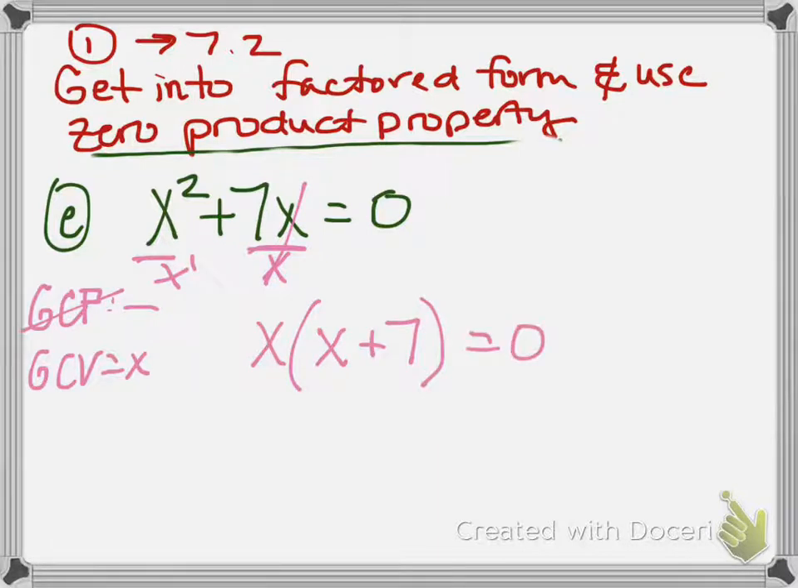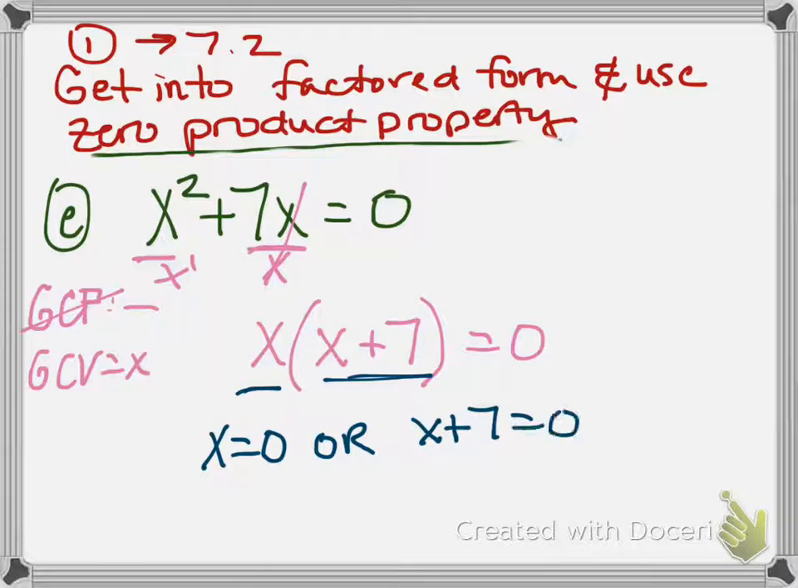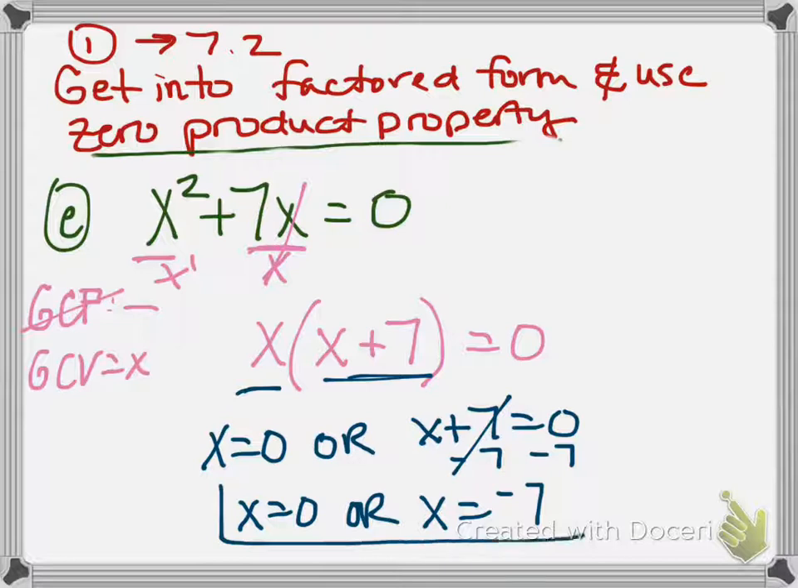So in doing that, I have two terms, one here and one here. So either x equals 0 or x plus 7 equals 0. So my two solutions: x equals 0 or, subtracting 7, x equals negative 7. Okay, and that's using that greatest common factor, greatest common variable.